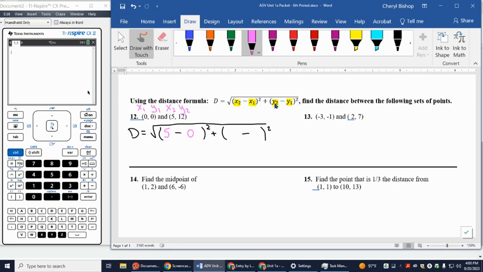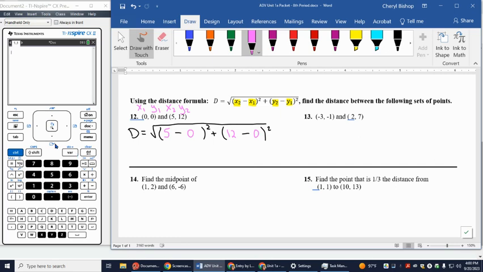What's y2? 12. What's y1? 0. All right, I can simplify this by hand if I want, but I don't have to. I can go straight to the calculator.